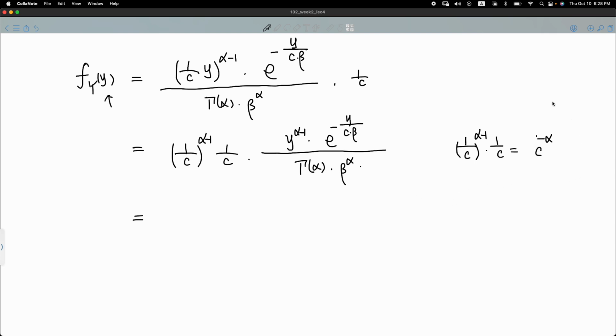Then I'm going to combine this c raised to the power of negative alpha with this beta here. That will give us the expression y raised to the power of alpha minus 1, e raised to the power of negative y over c beta, over the gamma function of alpha, and then c multiplied by beta together raised to the power of alpha. Now, by looking at this expression, does it remind you of any density function for any distribution?